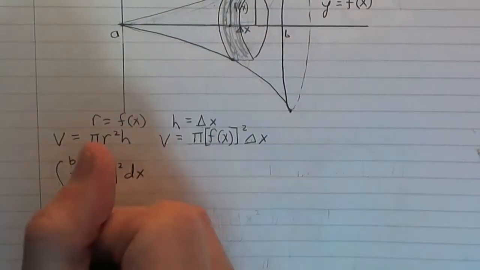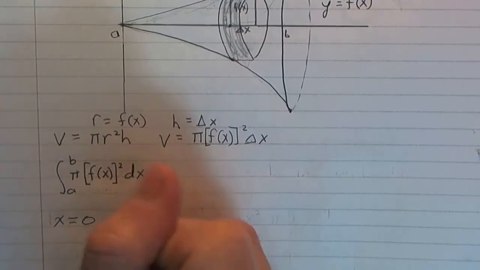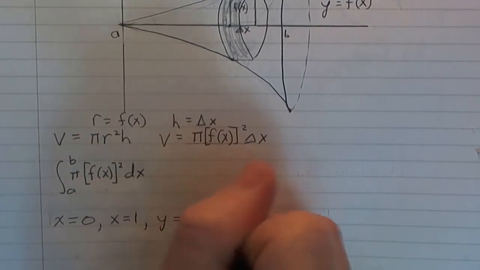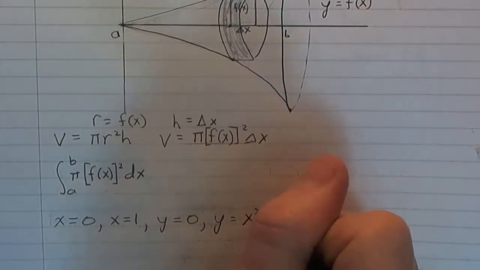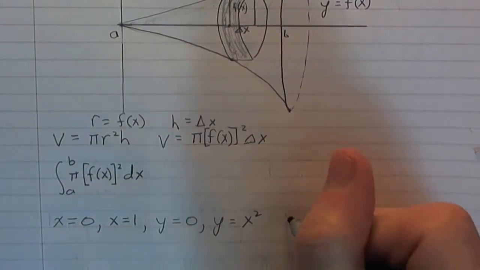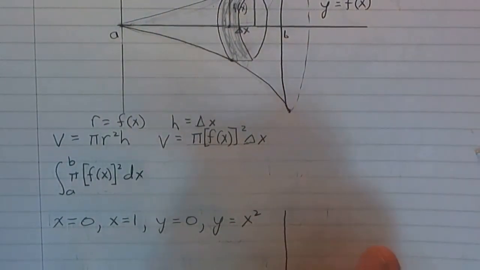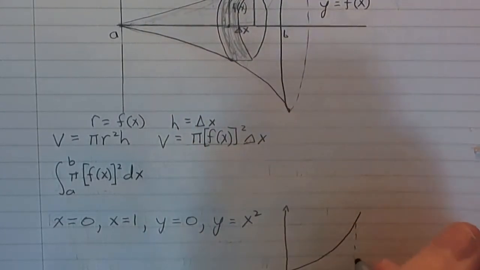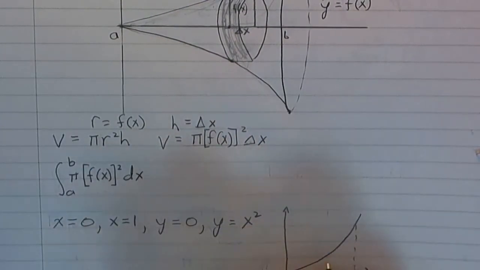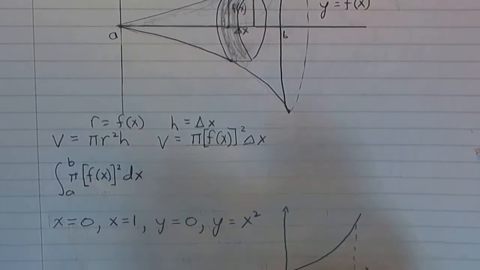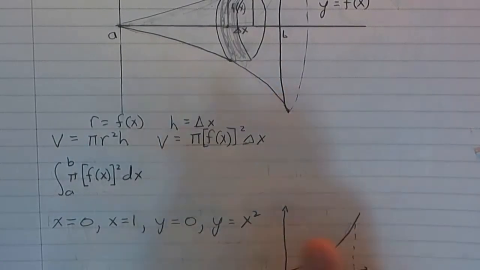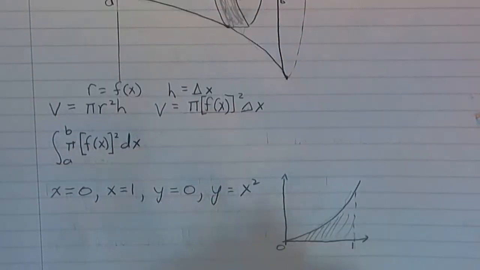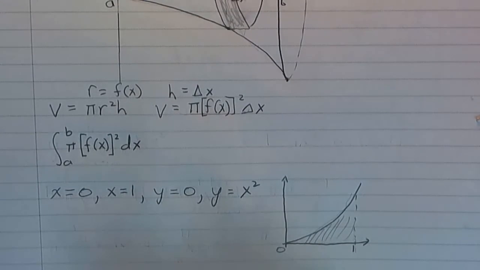Let's suppose I've got a region bounded by x equals 0, x equals 1, y equals 0, and y equals x squared. So I've got this region. Let's see what that looks like. Let's see if we can piece it together to see what's going on here. Here's my curve, f of x, y equals x squared right there. y equals 0 is here. And we're going from 0 to 1. So I'm going to take this region right here and revolve it around the x-axis.